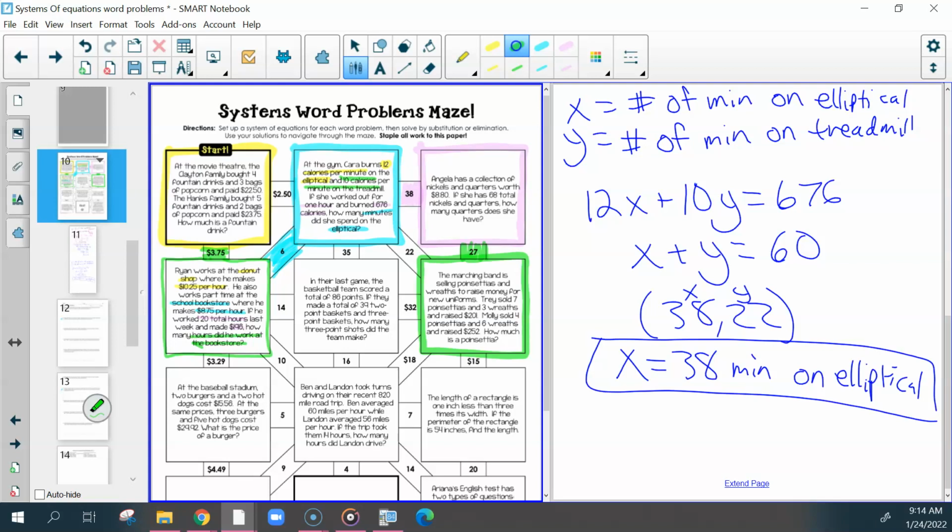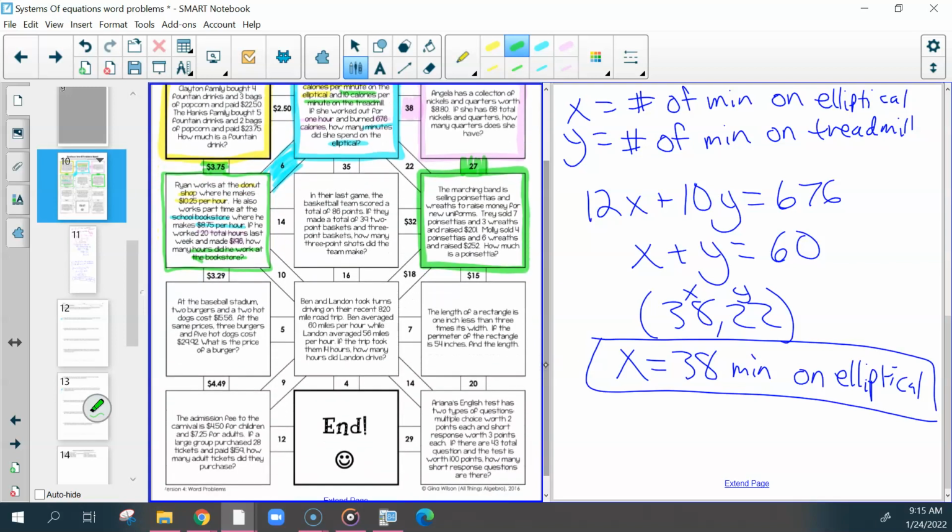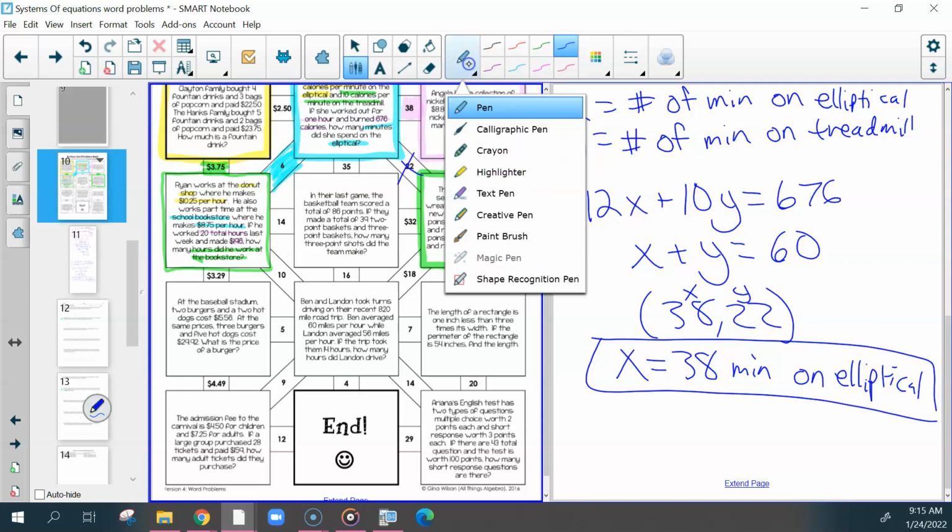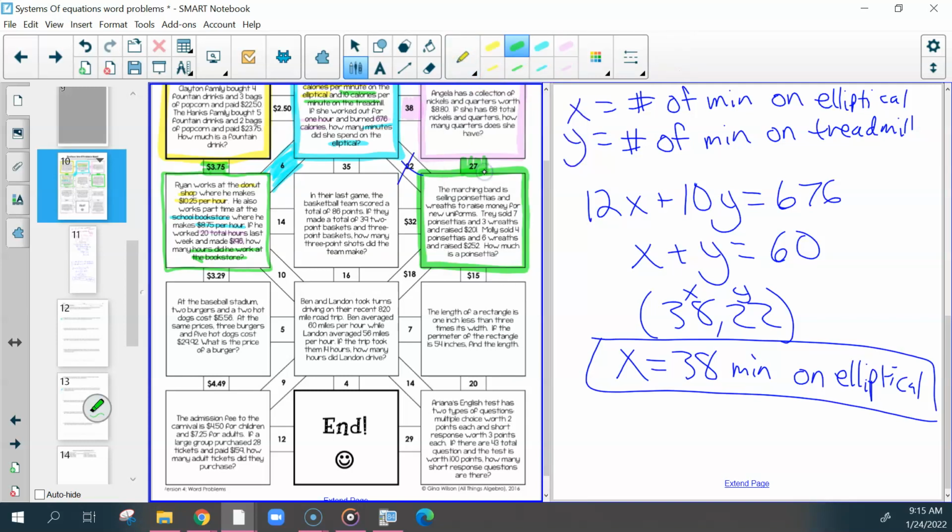Alright, so now we're doing marching band. We know it can't be 22, so we can eliminate that one, because we already went to that one. Alright, read that and then we'll find the important information.